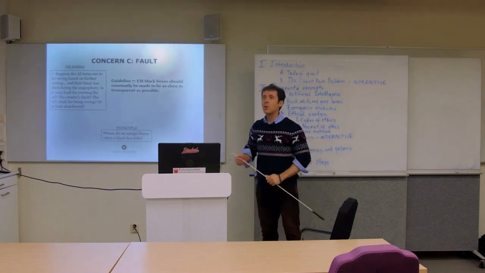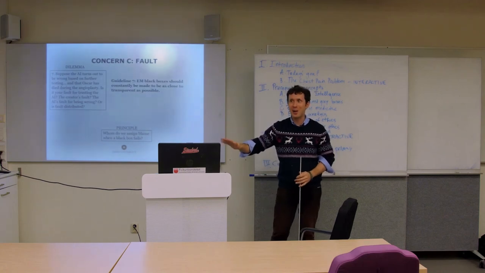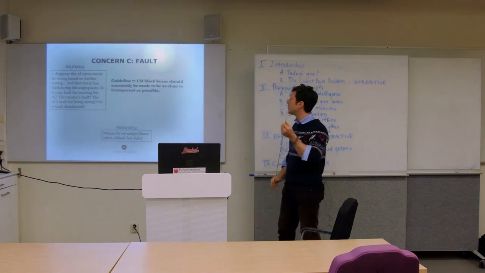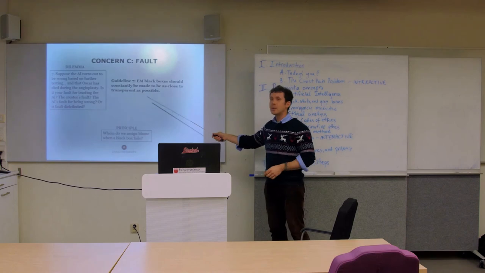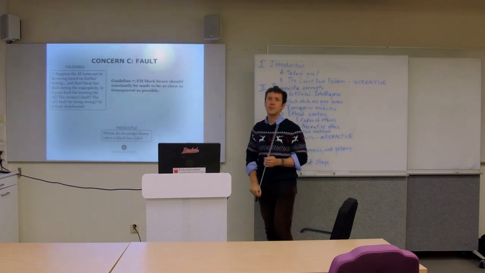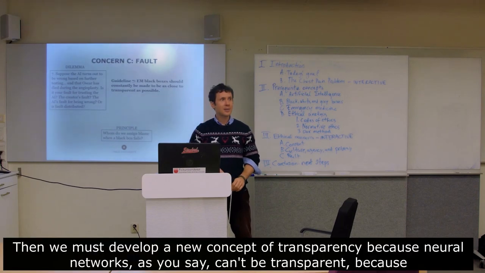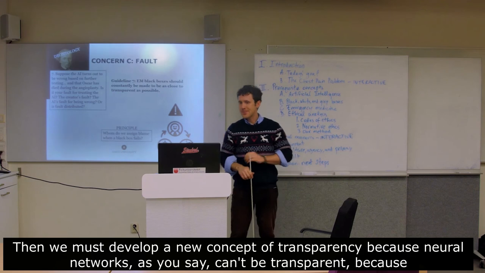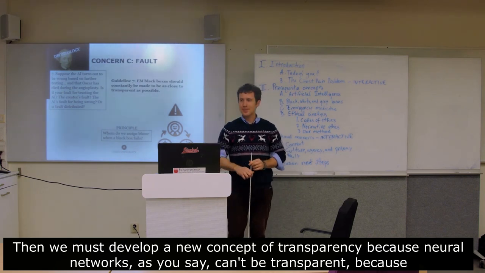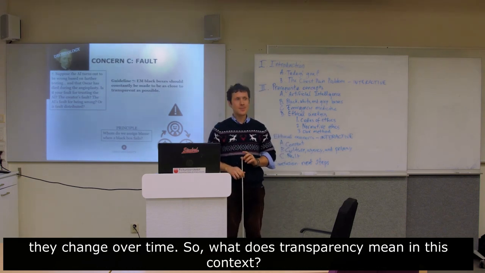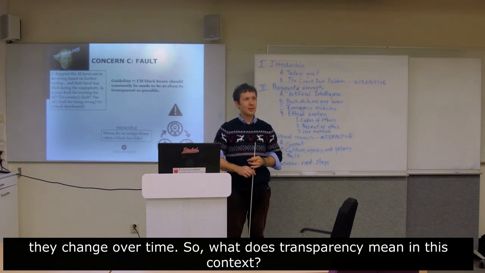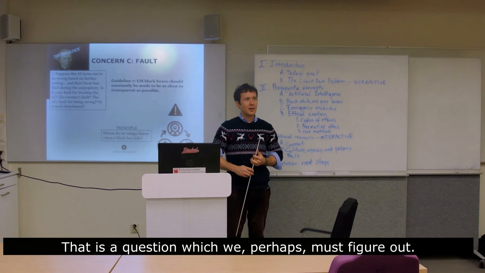But we want to get away from the question as much as possible. And the way to do it is to constantly make black boxes as close to transparent as possible. I think that's a really important guideline. But then we must invent a new concept of transparency, because as you said, neural networks can't, by definition, be transparent because they change over time. So what does transparency mean in this context? That is the question that we perhaps must figure out.